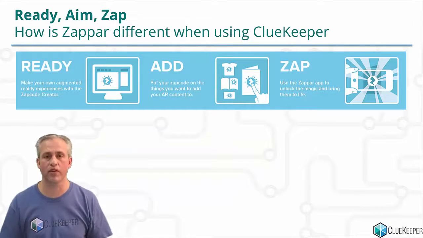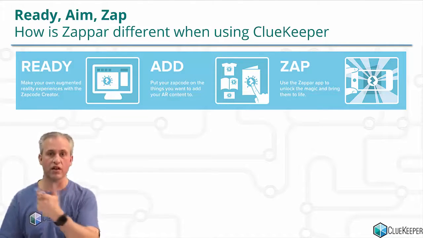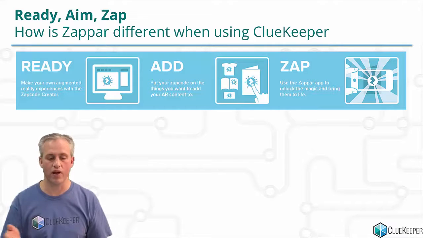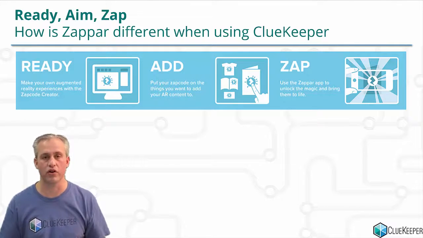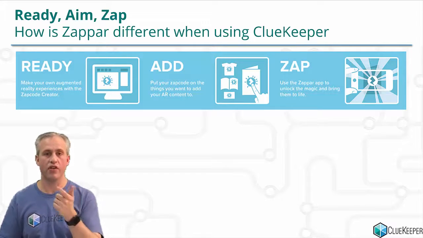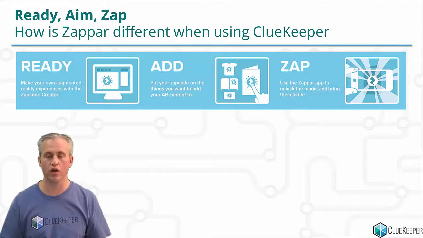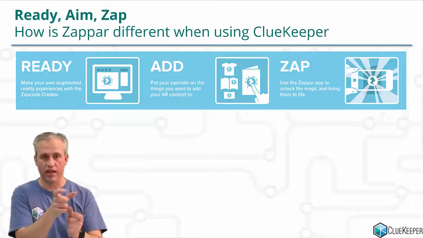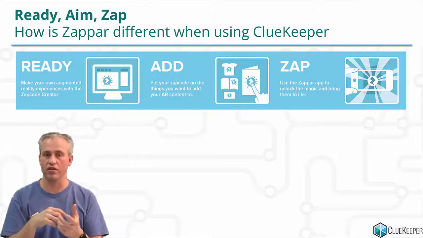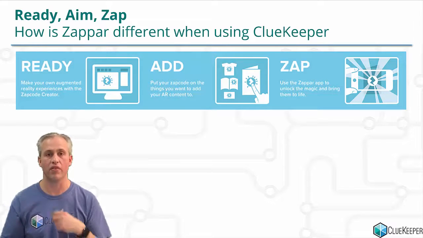I do want to tell you a couple things about Zappar, because there's the way their company normally works, and if you go to their website, you're going to see all this information. And then there's the way it works with ClueKeeper. So they've got this mantra, ready, aim, zap, or ready, add, zap, depending on who you talk to. And the idea is that you create your Zap content, and then you print out your Zap code. A Zap code is similar to a QR code, and then you use the Zappar app to scan that Zap code, and once you scan it, it downloads the content, which maybe it's a video, maybe it's an image, maybe it's a game, who knows what it is, right? And then you play it.